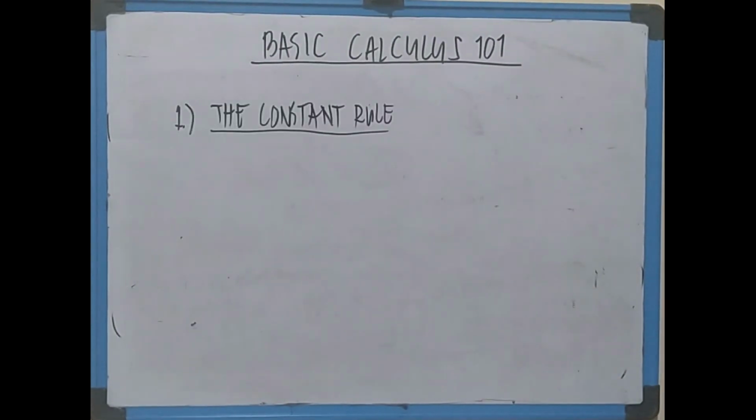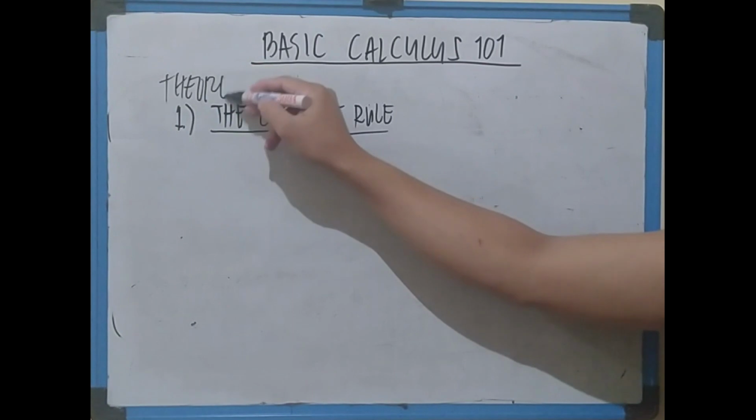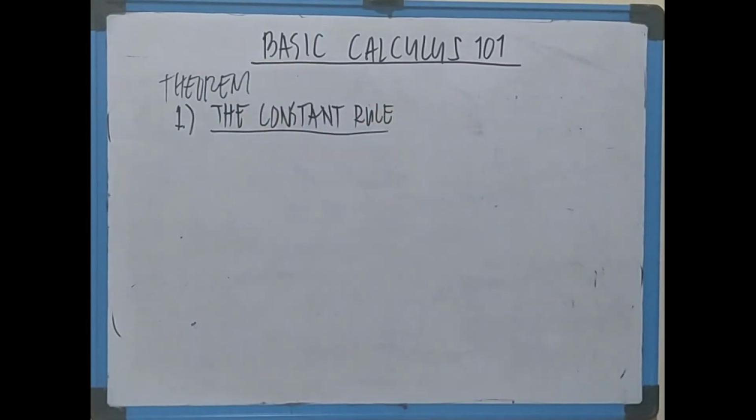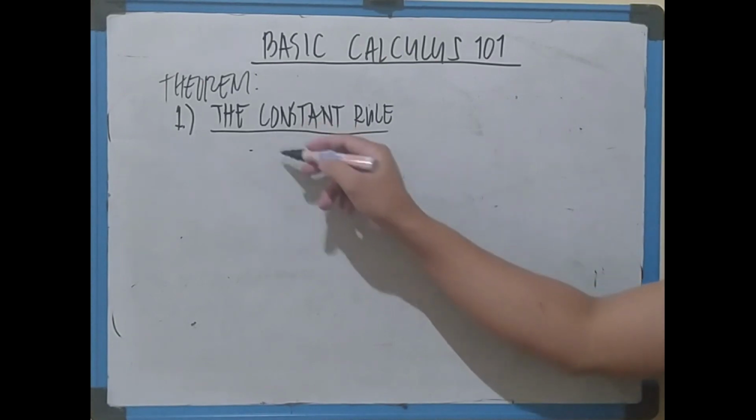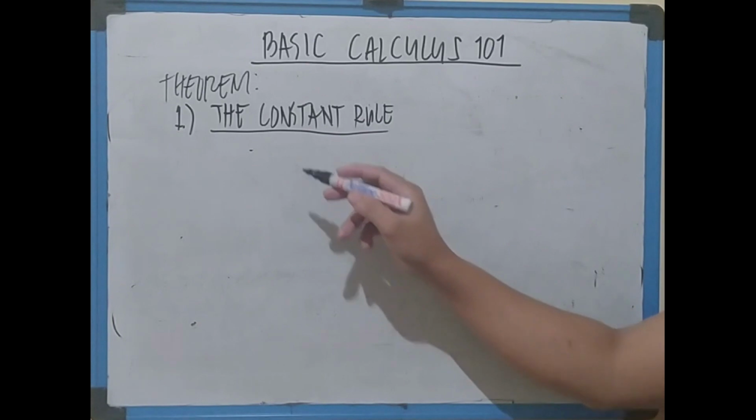Okay, so first theorem natin guys. Okay, so again, this is theorems on differentiation. So first theorem natin, we have the constant rule. So, since we are talking about the differentiation, magde-derive tayo ng certain equations to apply this theorem. So, let's say for example, guys, since constant ito, there are no other terms in the equation.